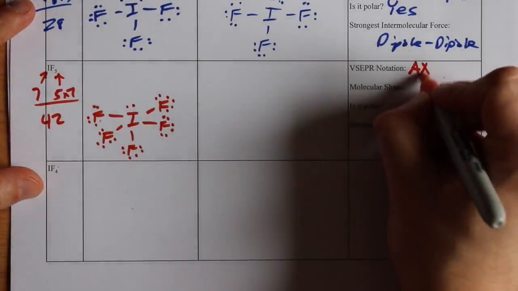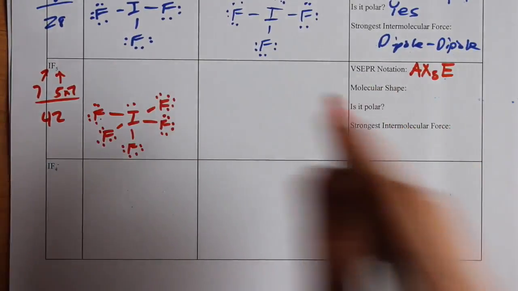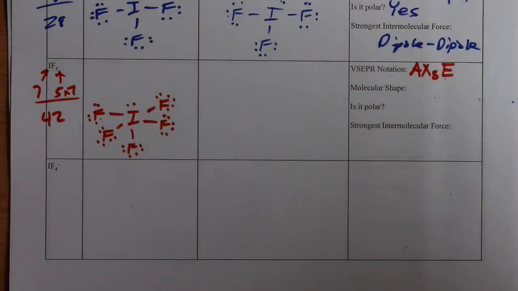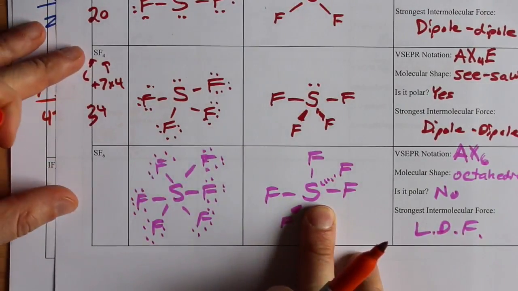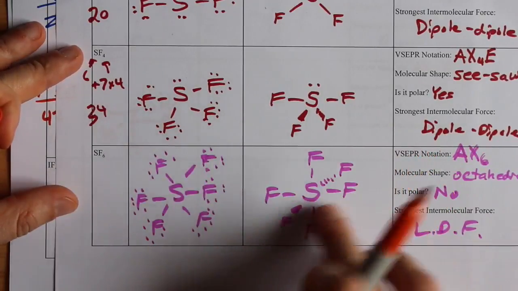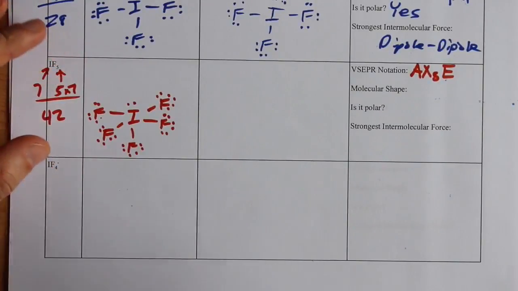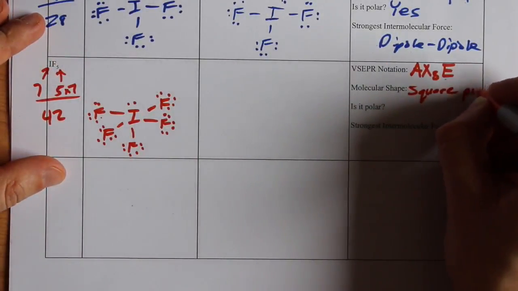This is AX5E, and it comes from octahedral. What would you get if you took the octahedral molecule that we've already seen together, SF6, and just chopped one of the fluorines off? Well, you'd be left with this pyramid, and there are 4 fluorines making the base of the pyramid. This is called square pyramidal.